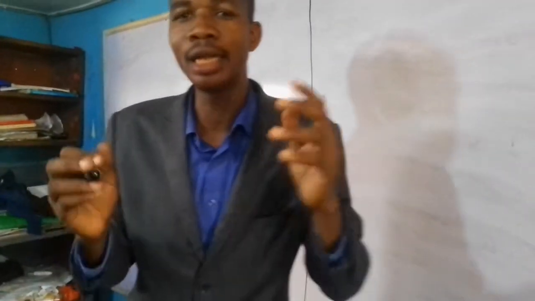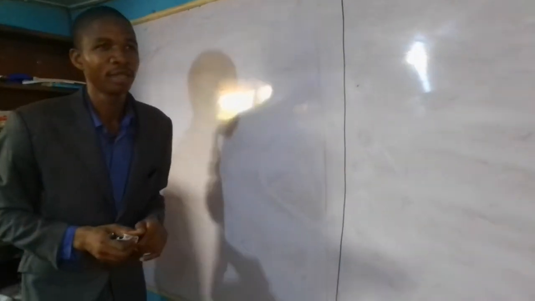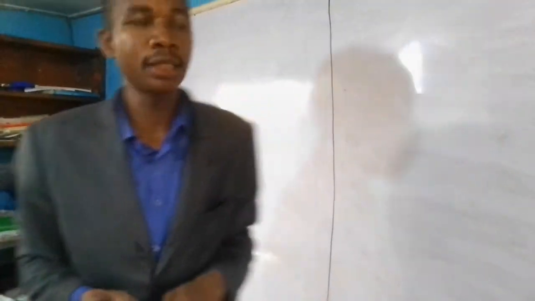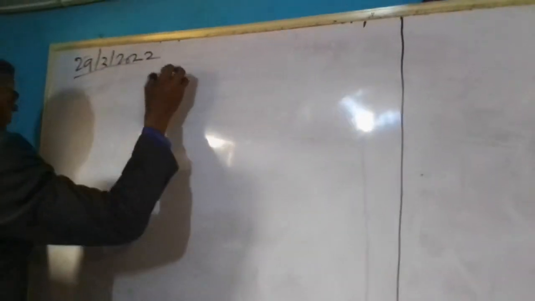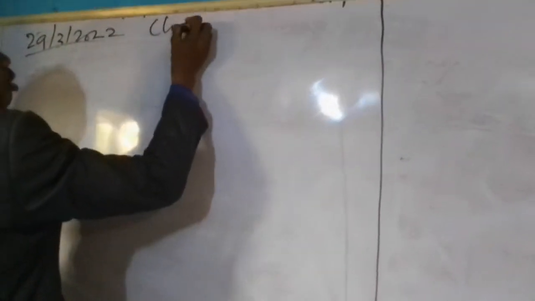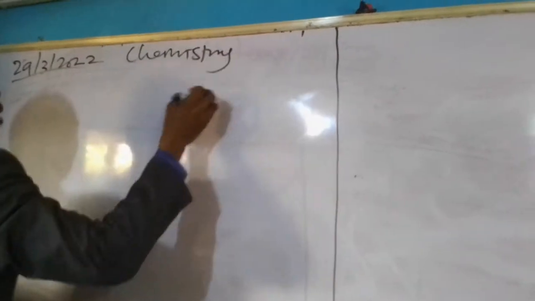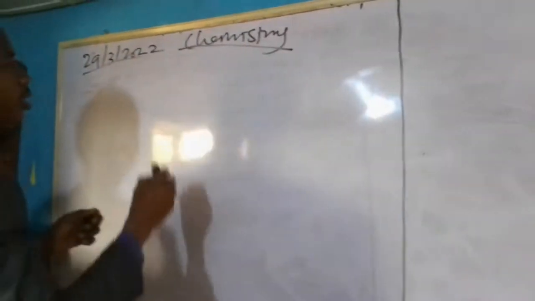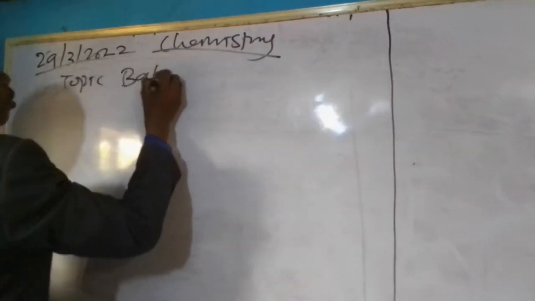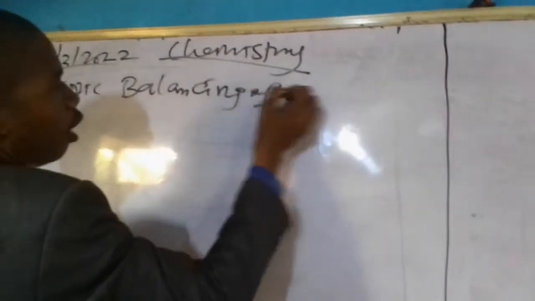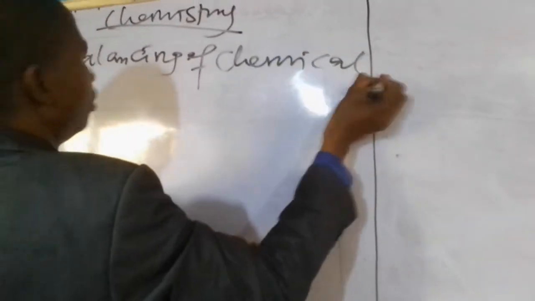Course title, Analytical Chemistry. The topic: balancing of the chemical equation. Chemistry. Topic, we are going to look at balancing of the chemical equation.